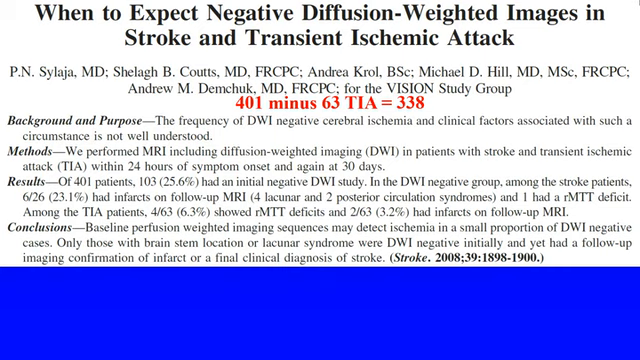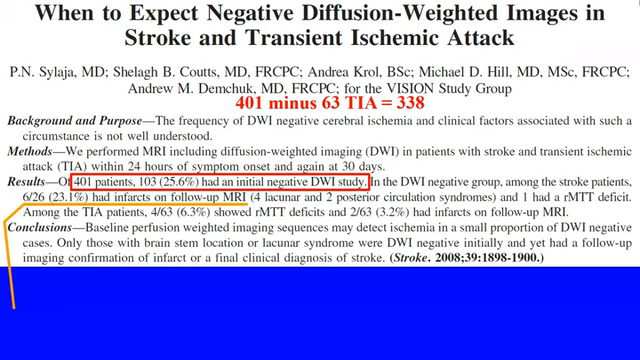They performed MRI including diffusion weighted imaging in patients with stroke, 3 Tesla MRI, and TIAs within 24 hours of symptom onset and again at 30 days. Around 103 out of 401 patients had a negative initial diffusion weighted study, and when they repeated the study at 30 days, 6 out of 26 had infarcts on follow-up MRI.